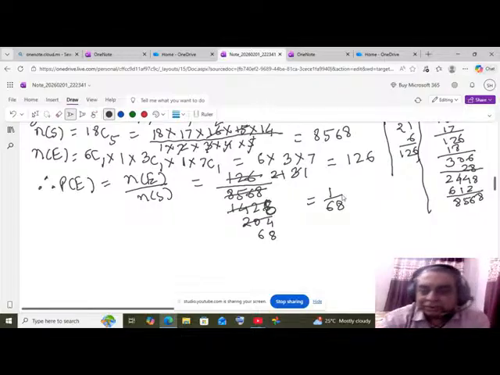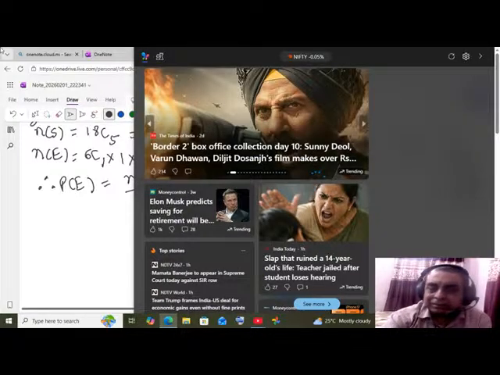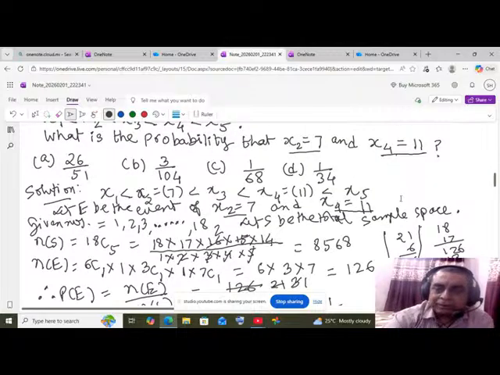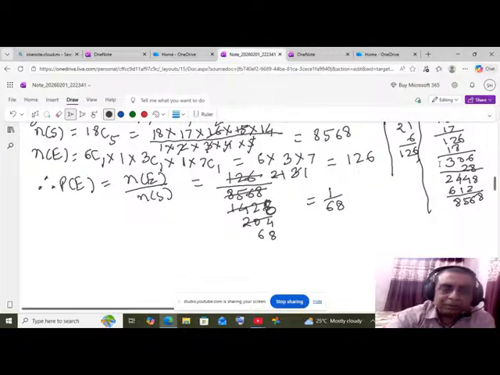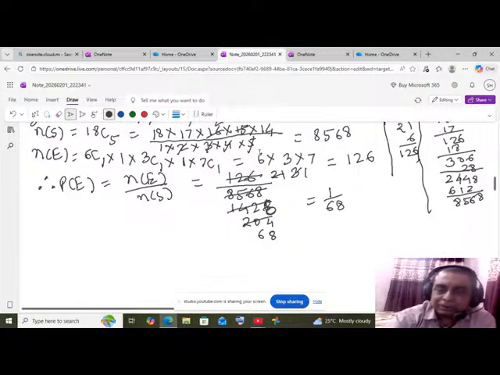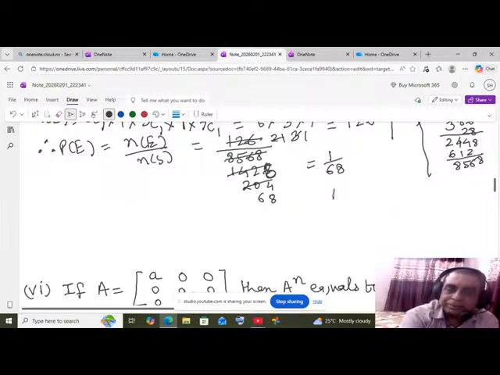That is the probability when the x2 value is 7 and the x4 value is 11. So this is the probability, 1 upon 68, which is C. So C is the correct choice. Okay, so the answer is C.